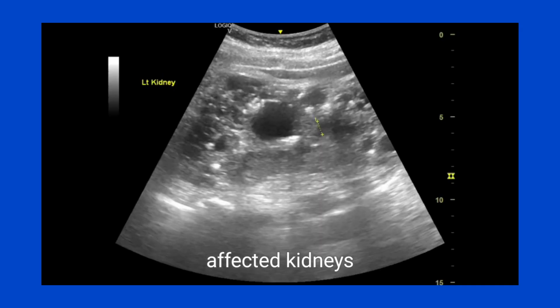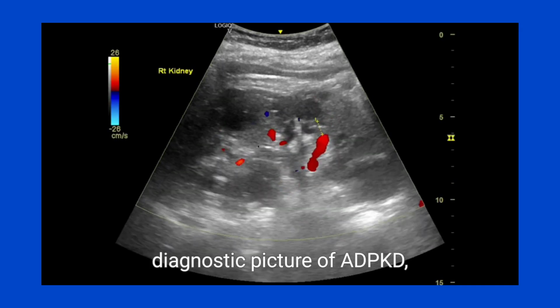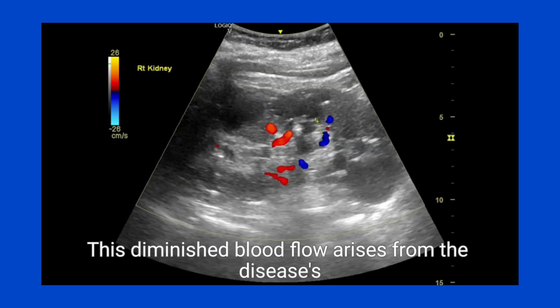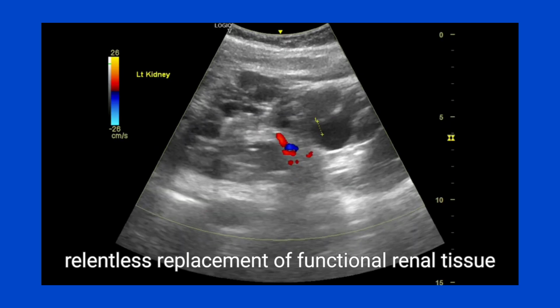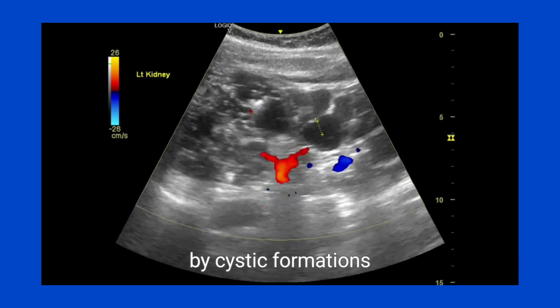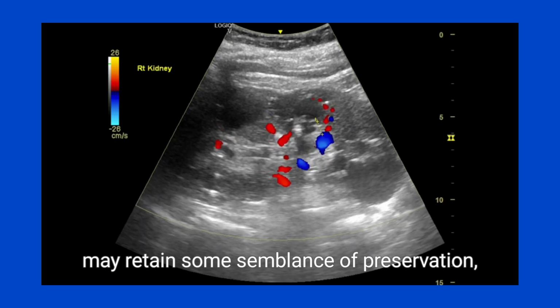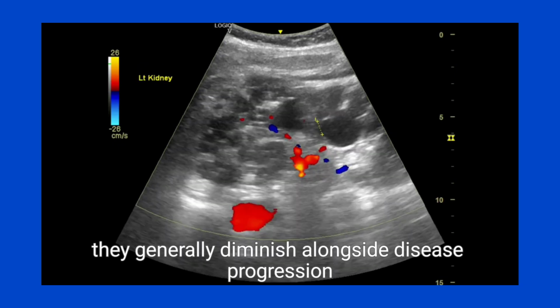within the affected kidneys. Color Doppler imaging adds a layer of depth to the diagnostic picture of ADPKD, revealing a strikingly reduced vascularity. This diminished blood flow arises from the disease's relentless replacement of functional renal tissue by cystic formations. Though flow patterns in the residual parenchyma may retain some semblance of preservation, they generally diminish alongside disease progression.